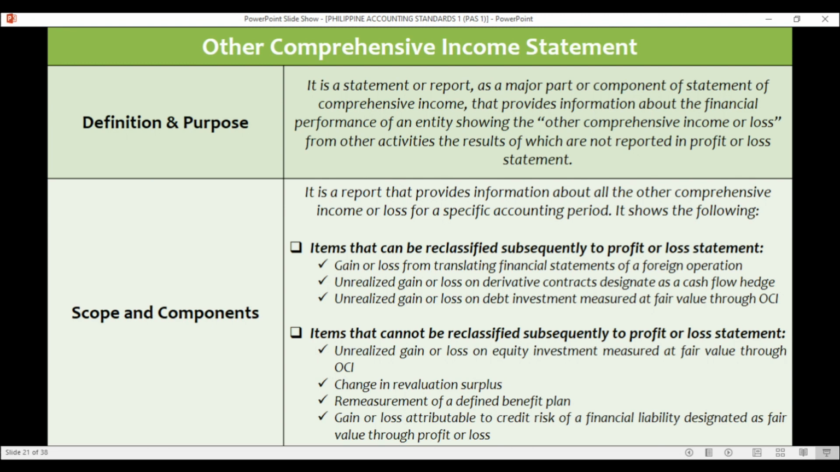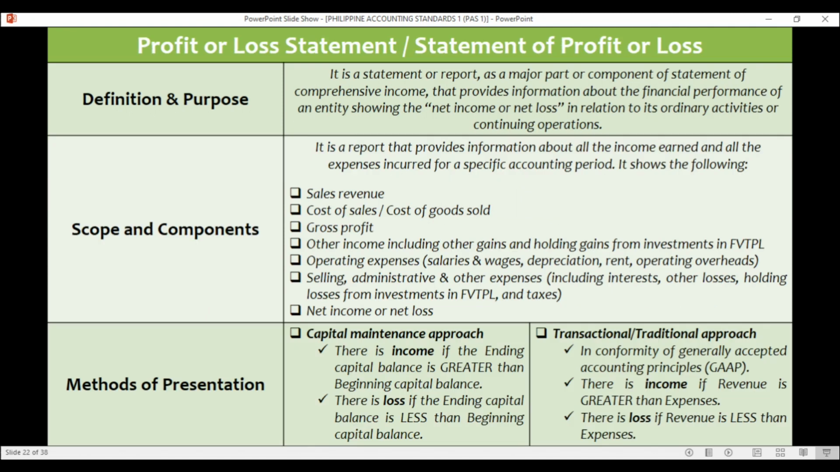So moving on with the profit or loss statement, or statement of profit or loss, the main highlight of this discussion: it is a statement or report as a major part or component of the statement of comprehensive income, showing the net income or loss of an entity in relation to its ordinary activities or continuing operations.